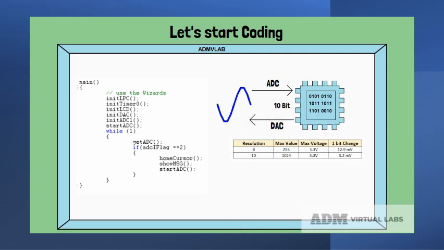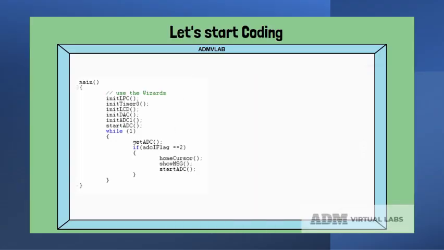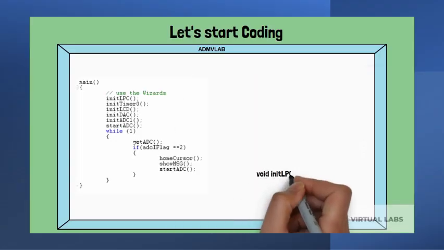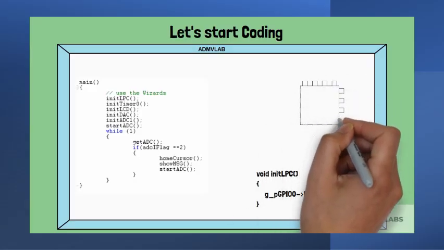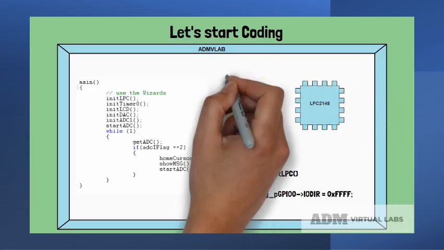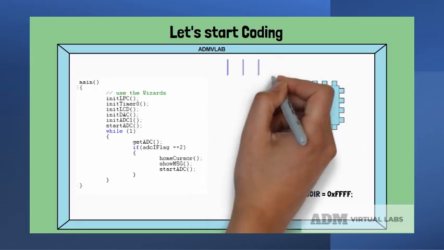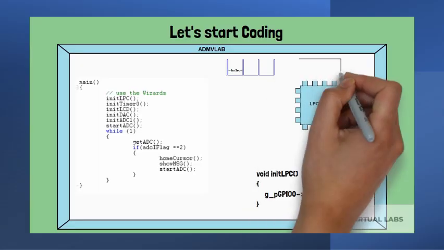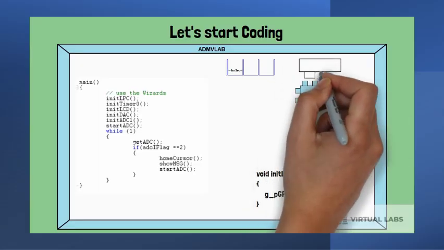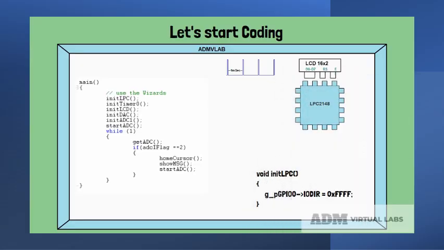All C programs start from main. In our first function call, we initialize general-purpose port pins. We configure first 16 pins of port 0 as output. In the second function call, we initialize timer 0, and generate timer interrupt every 1 millisecond. In the third function call, we initialize the LCD module. First 8 pins drive LCD data bus, while next 8 pins are for control application.